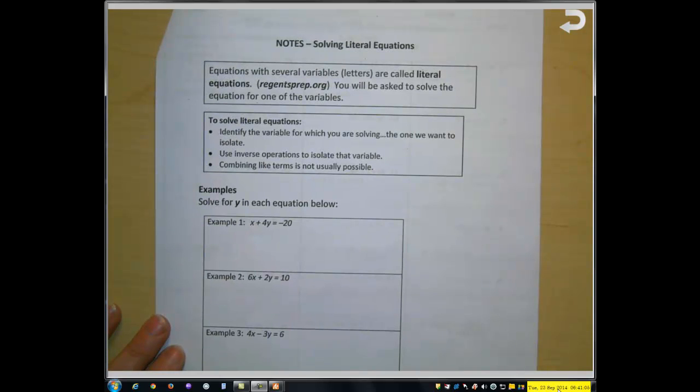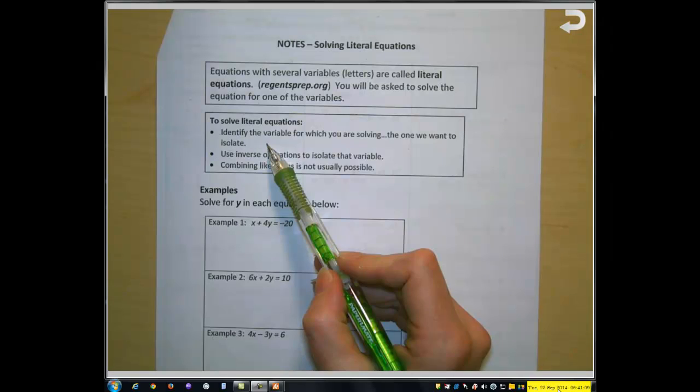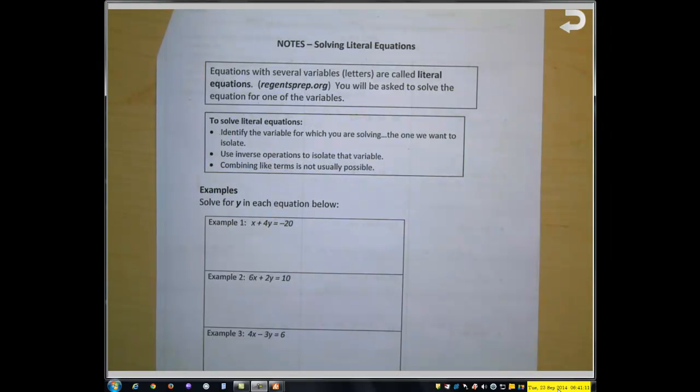So the steps to solve literal equations are first to identify the variable that you want to solve for, the one that we want to isolate or get alone, and in most of the problems we do right now, that variable is going to be y. Then you're going to use inverse operations to isolate that variable, and just for information, usually it's not possible to combine like terms. So let's look at example 1.